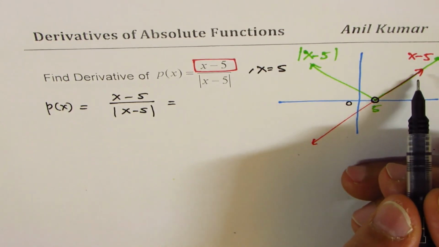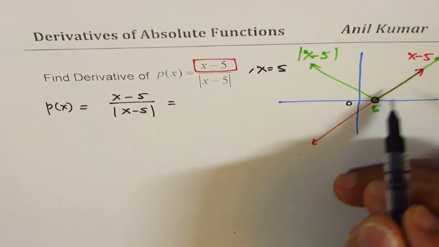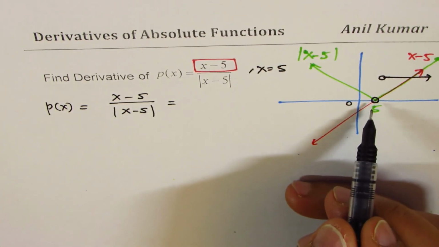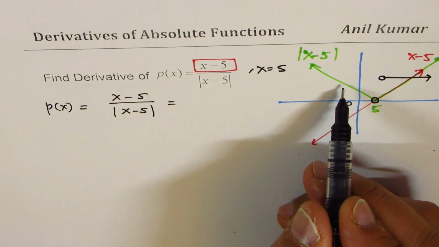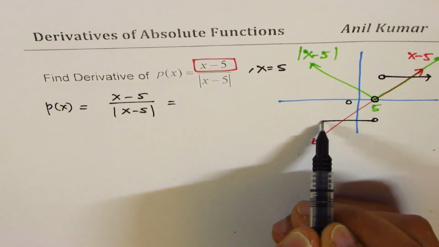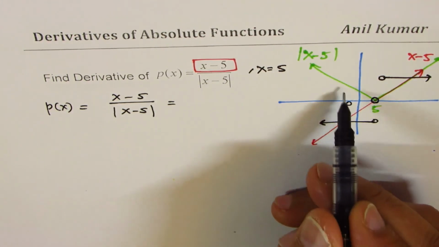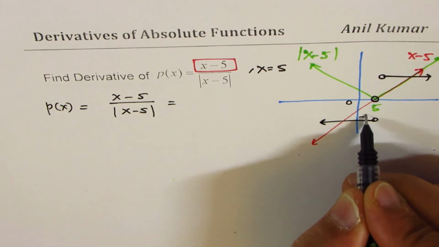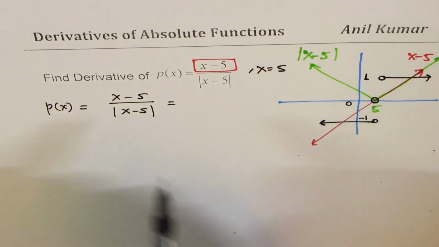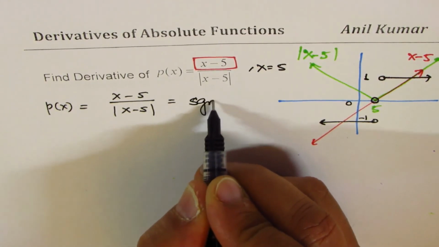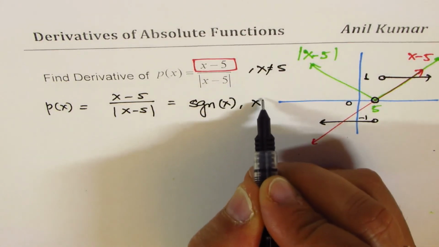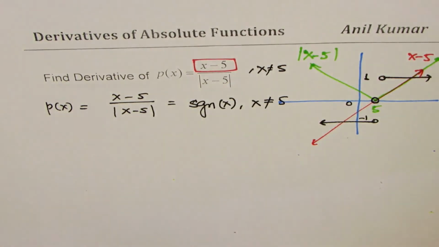Now, if I divide red by green, what do I get? At this point, I get 1, right? And if I divide red by green, their magnitudes are same. In that case, I get minus 1, since their signs are different, one is positive, one is negative. So what I get here is either a value 1 or minus 1. Is it okay? So I could write this as Signum x, where x is not equal to 5. Is that clear?